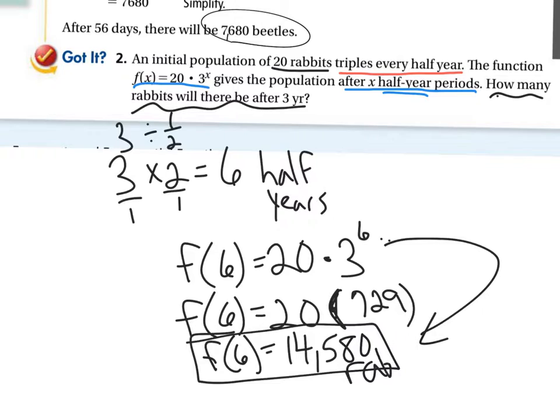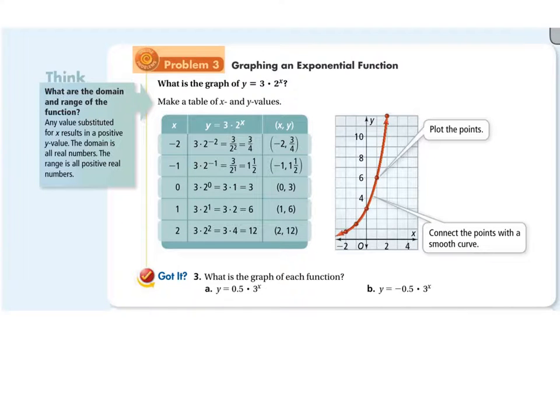14,580 rabbits we would have from the original 20. Again, it's kind of getting out of control here. Problem 3, they're asking us to graph an exponential function.